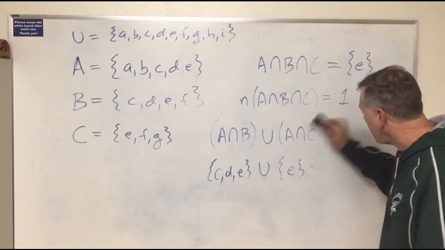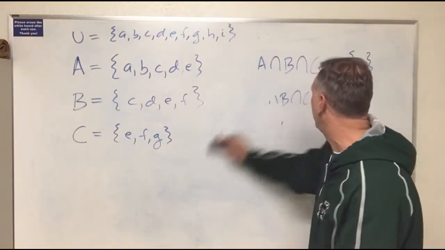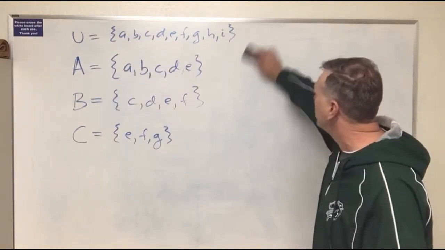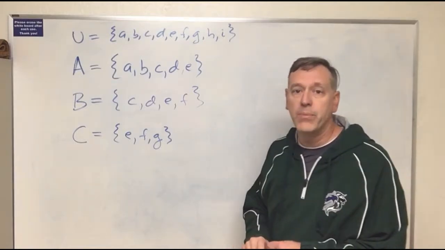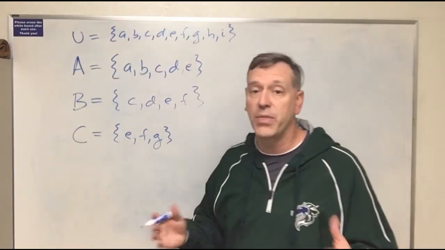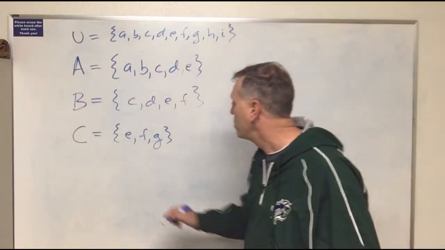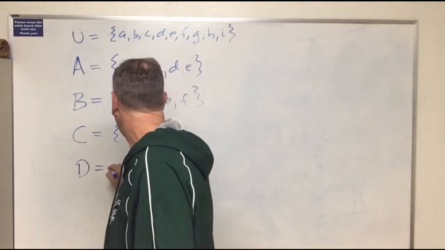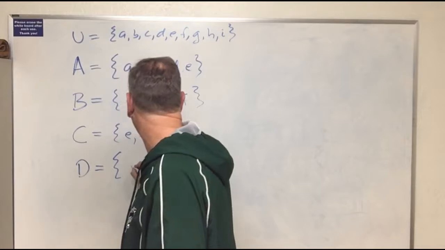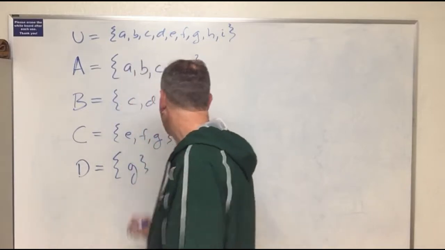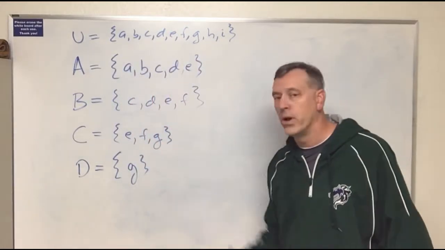Now, there's a few other things within set theory that are helpful to know. Sometimes you can have an empty set, a set with nothing in it. Let's suppose we had a set D, and set D was made up of the letter G, and that's all, just that one element G.